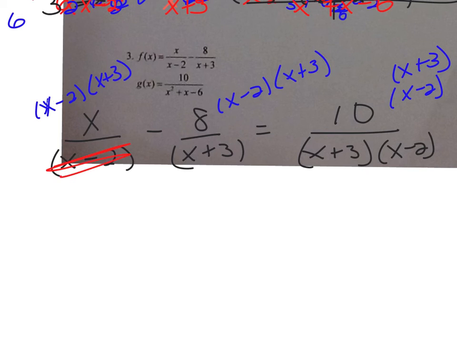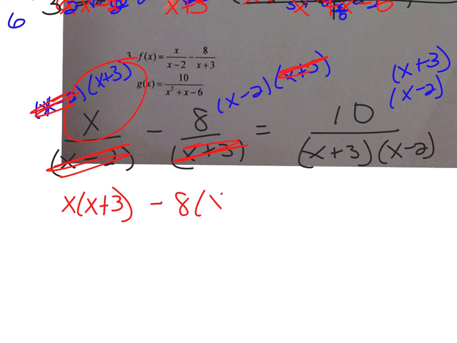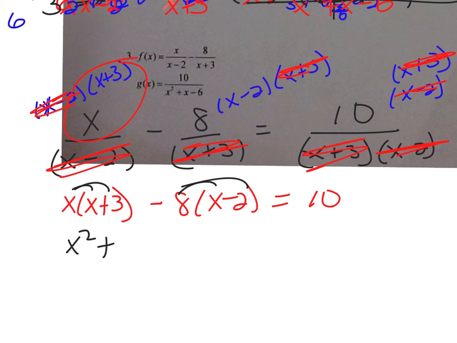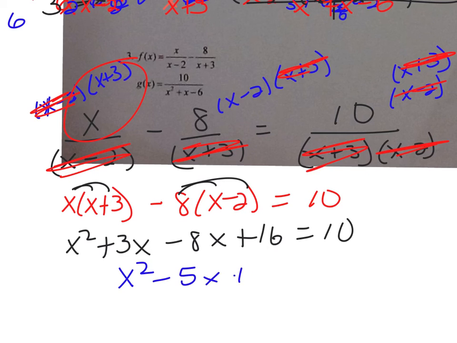So x minus 2 and x minus 2 reduce, so I'm left with x times x plus 3 minus x plus 3 and x plus 3 reduce, I'm left with 8 times x minus 2. x plus 3 and x plus 3 reduce, x plus 3 and x minus 2, so I'm left with 10. Now we're going to distribute. Watch that negative. x squared plus 3x minus 8x plus 16 equals 10. Combine like terms, we get x squared minus 5x plus 16 equals 10.